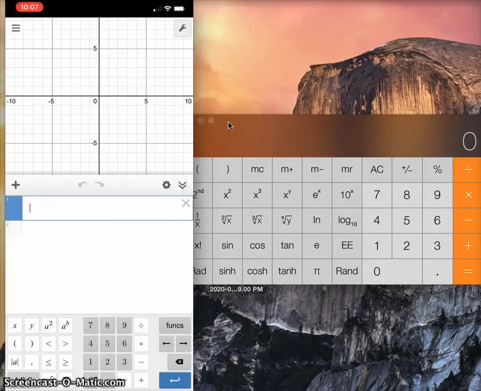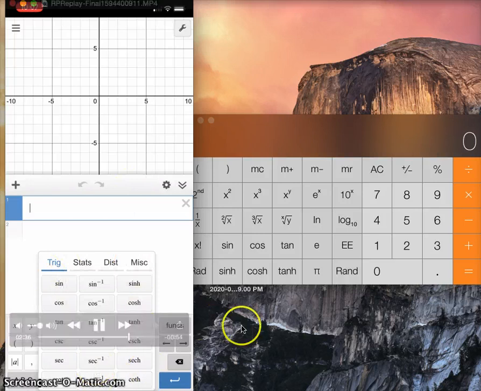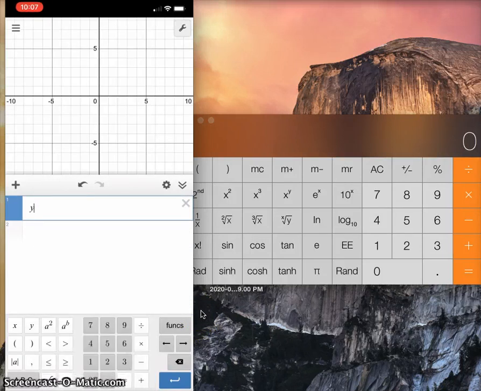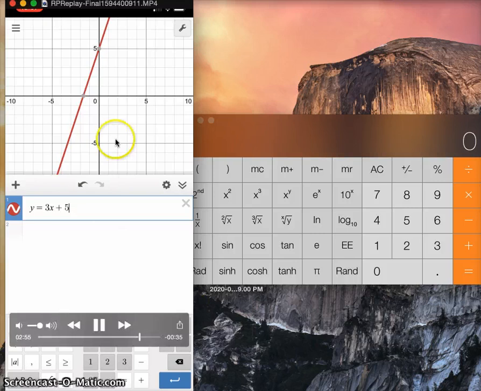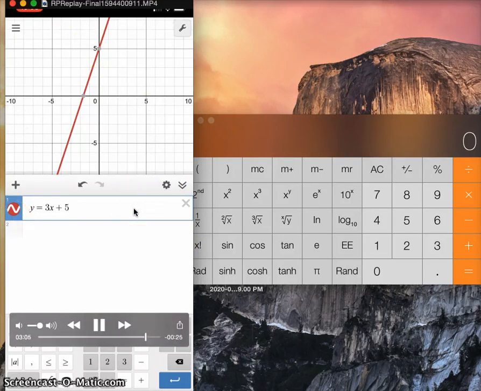It's an app that you can download and a website you can use if you don't have a smartphone. And it does awesome things. It has all the functions that a standard TI-84 calculator has and a few more. So it can graph equations for you. If I did like y equals 3x plus 5, it shows that line here on the screen. And it just does everything that a traditional TI-84 calculator would do.